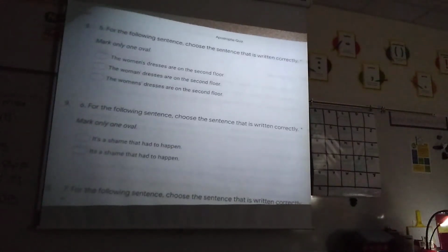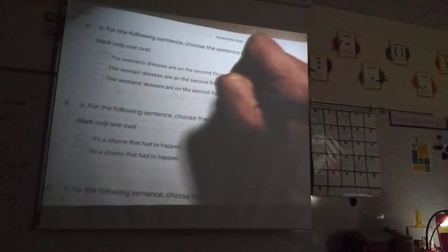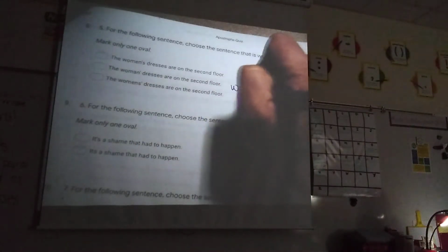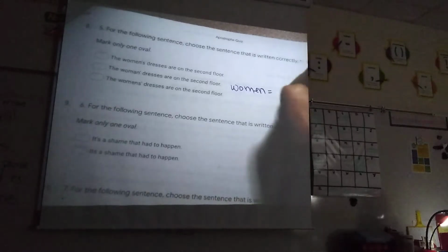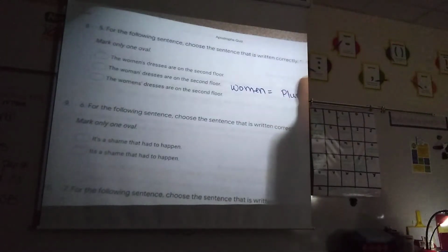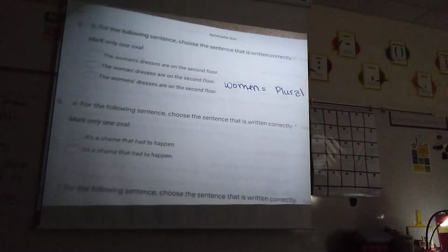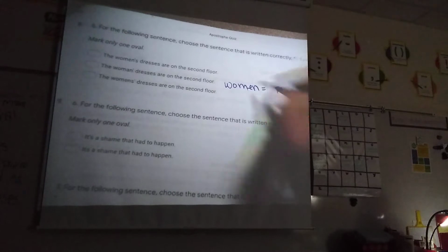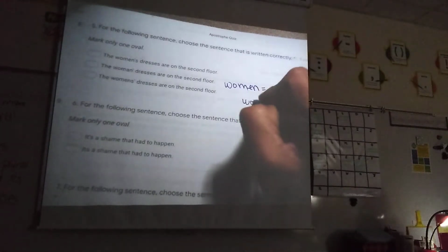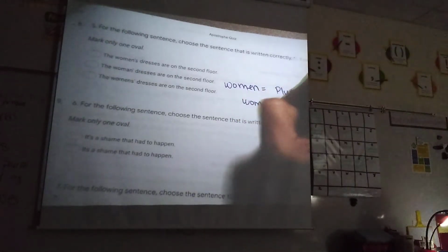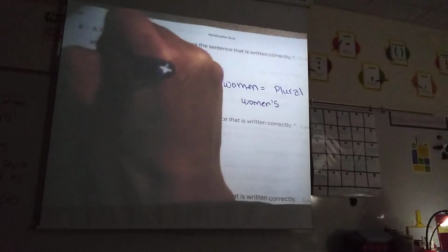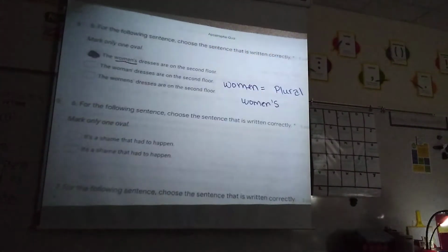Next up, we have the same issue. Here we are talking about women. Women in itself is a plural noun. We're talking about more than one woman. So when we say we're talking about the women's dresses on the second floor, we need to just add the apostrophe S. So therefore, our first response would be correct. The apostrophe S. All right.